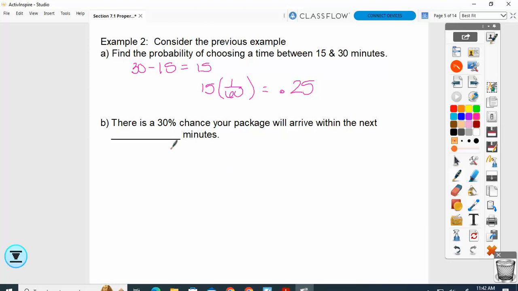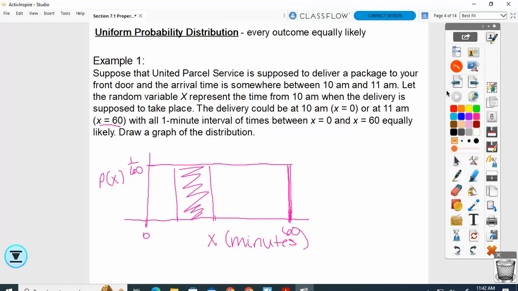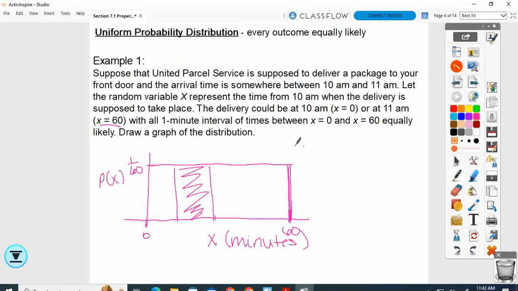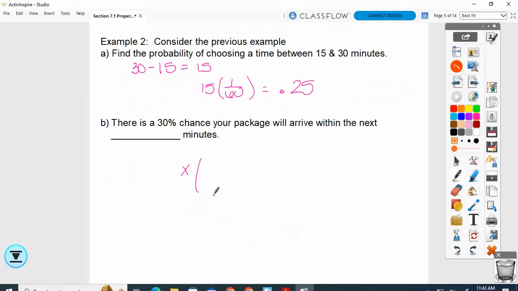B, there is a 30% chance your package will arrive within the next blank minutes. So think about how we find this probability. We take the length, and we don't know on this one, so the x, times the height, our probability, which is 1 over 60. And I get a 30% chance. So how would you solve that?